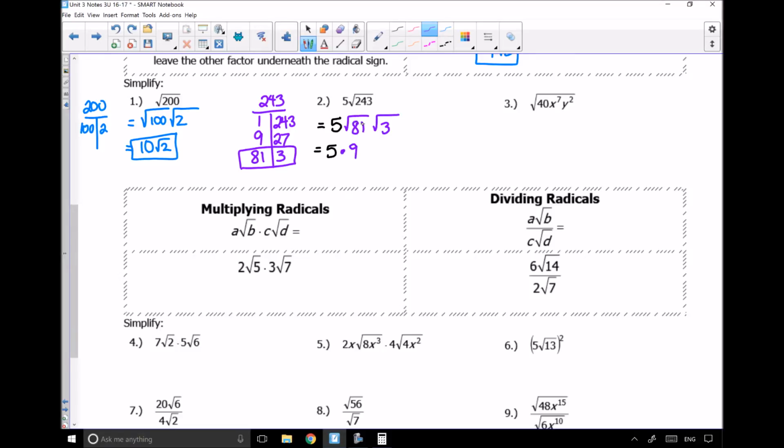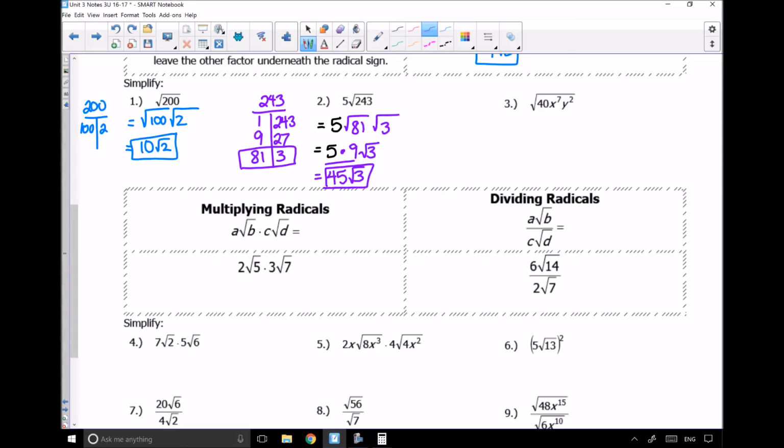Always put the perfect square first, by the way, okay? And then the square root of 3 is not evenly square rootable, so I'm going to leave it as the square root of 3. Now I can multiply the 5 by the 9, and I get 45. So I get 45 times the square root of 3, and that's my completely simplified radical.